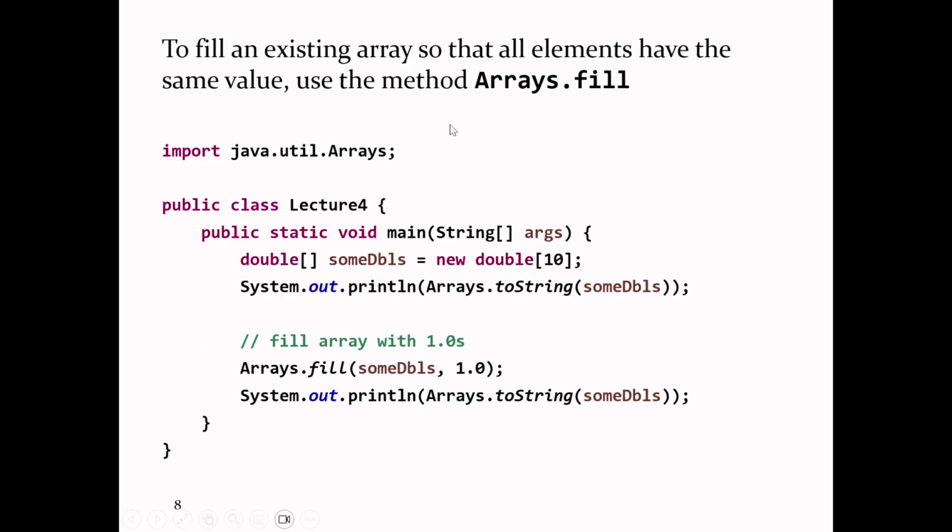Okay, so if you have an existing array and you want to fill it with some values, all the same value, there's a method in Arrays called fill. So here I make an array of 10 doubles. If you print it out, they're all zeros. If I want to set them all to 1, I can just fill the array with the value 1. So you call fill.